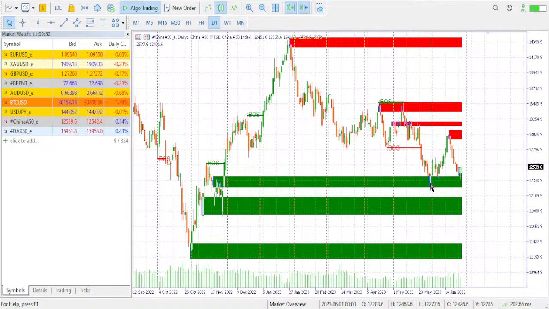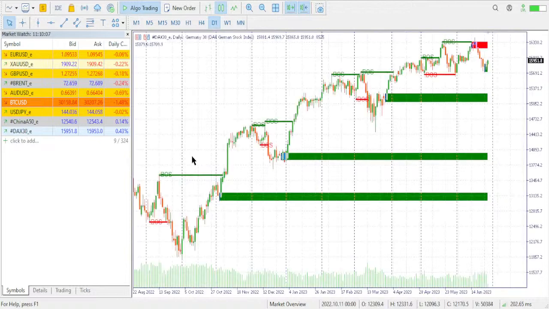So if this level is broken, this level here, there will be another break of structure to the lower side, which will mean that the price is going to extend downwards to the next target, which is this one here. So my next chart is DAX.